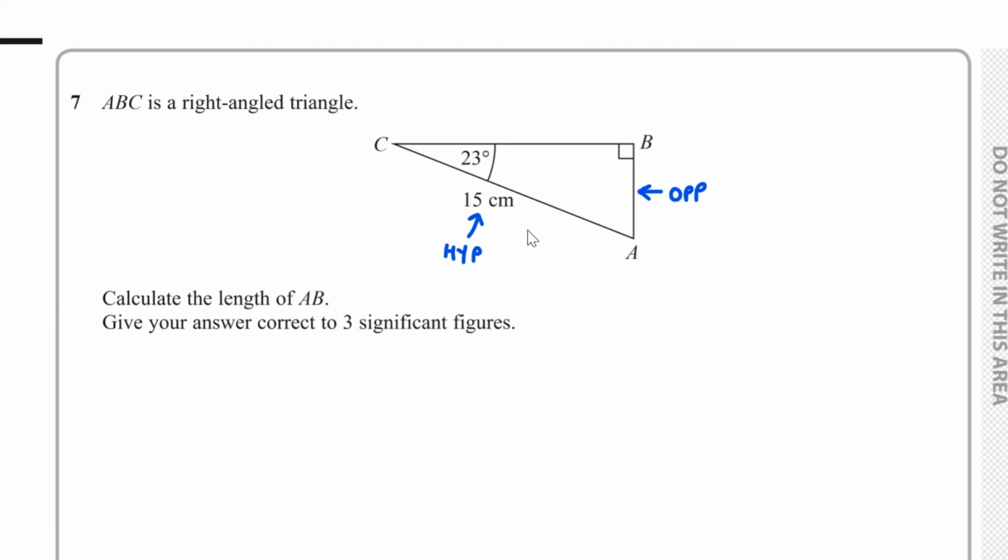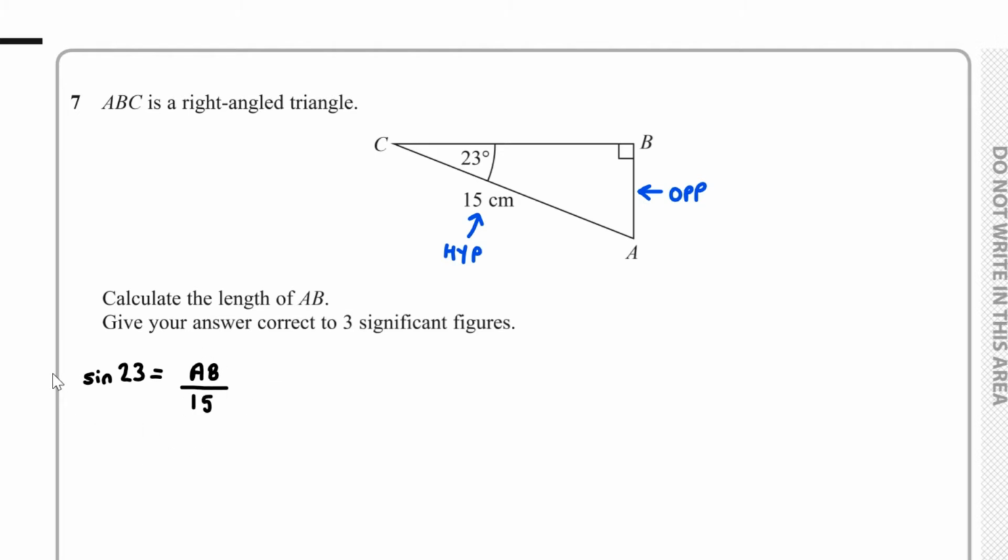We are finding the opposite. We've been given an angle, we've been given the hypotenuse. What connects the opposite to the hypotenuse is sine. So we have sine of 23 equals opposite, which is what we're finding, AB, over the hypotenuse, which is 15.